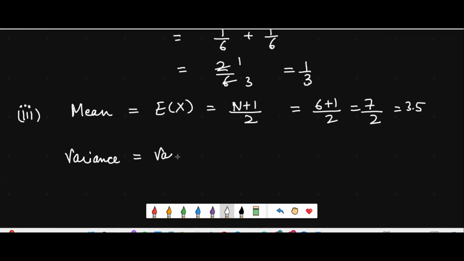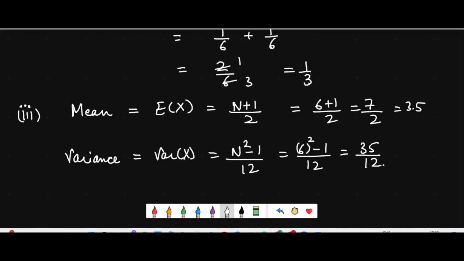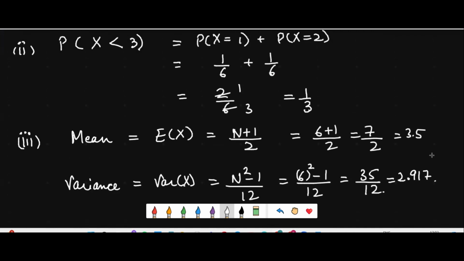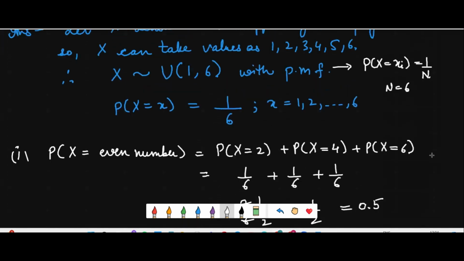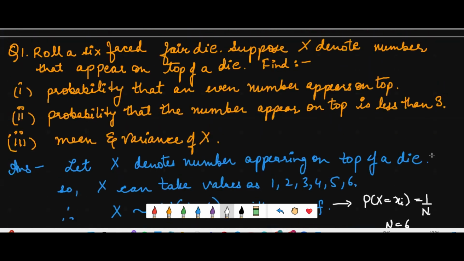Similarly, the variance is given by Var(X), which is n square minus 1 upon 12. So n square would be 6 square minus 1 upon 12. That's 35 upon 12. So we can calculate and it is coming out to be 2.917, I guess. So this is how we can calculate the mean and the variance given the n in this case. So this is our first question in which we need to find out all of these.